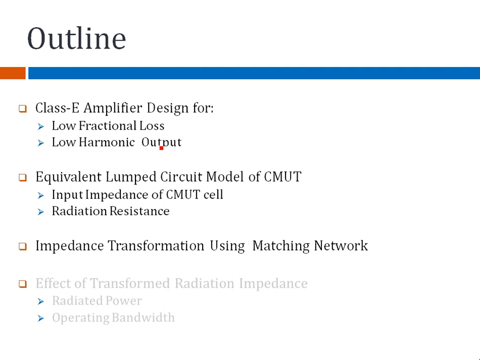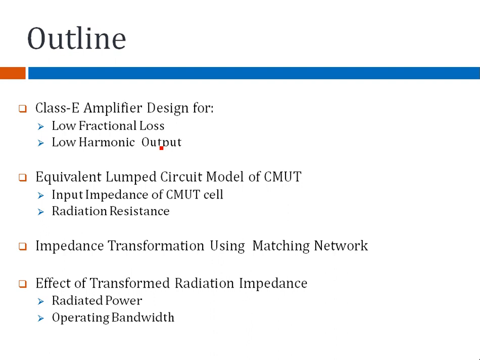An impedance transformation network is required between the output of the amplifier and the input of the CMUT cell to transform this reactive impedance to, let's say, the real design load for which the Class E amplifier has to be designed. And I'll talk about what is the effect of this transformed radiation impedance, and if one has to make a trade-off between radiated power and the operating bandwidth, how it can be done.